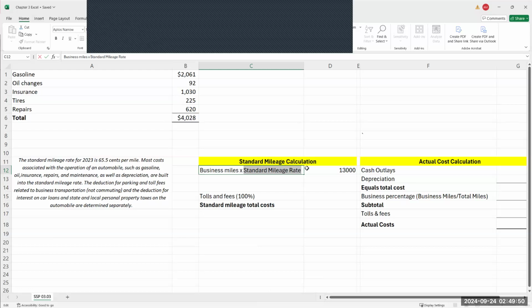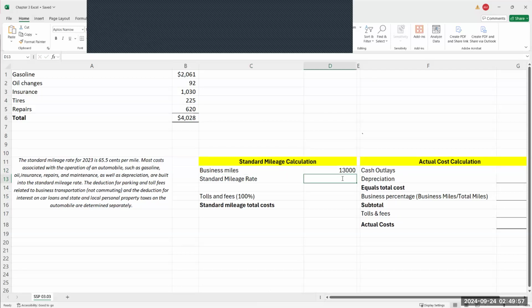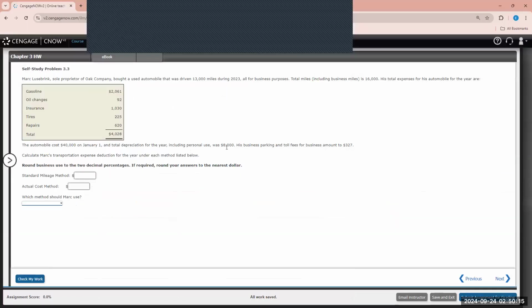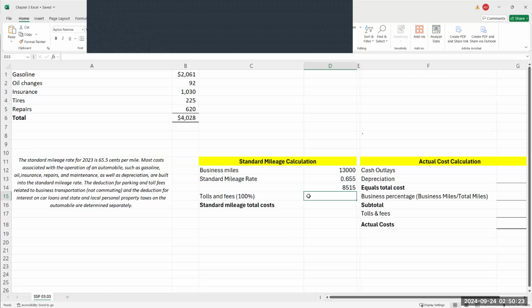Our standard mileage rate, as we just mentioned, is 0.655, so 65.5 cents. So we add this up: 13,000 multiplied by 65.5 cents, which gives us $8,515. And then the problem lets us know about tolls and fees. If we go back to the problem, it says his business parking and toll fees for business amount to $327. So 100% of tolls and fees.